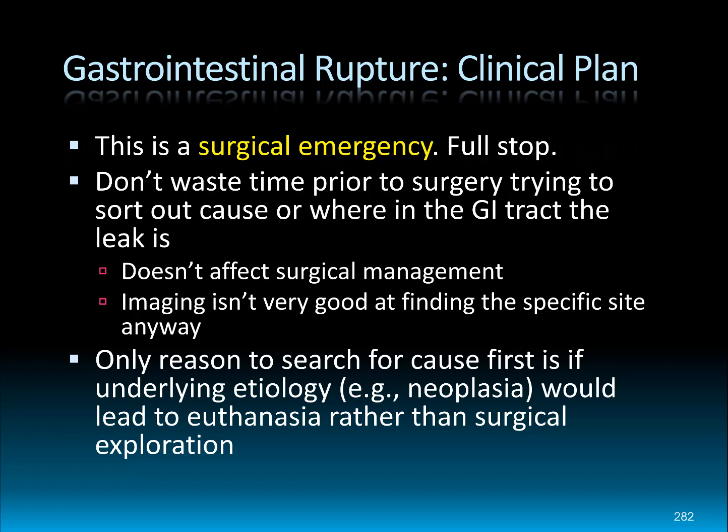So if you can't definitively identify where the leak is on your survey radiographs or whatever imaging you have, that's okay. Once you've identified that it is a GI rupture, you've got to go to surgery, and you can figure out where the leak is in surgery, because the images may not end up ever being very specific for the site of the leak. And again, you're going to have to go in surgically regardless. The only real reason to spend extra time trying to sort out the cause of the leak would be if you have reasonable suspicion for neoplasia, and if that diagnosis would lead you to stop right there and not go any further rather than going to surgery.